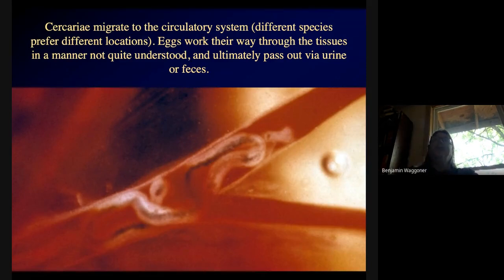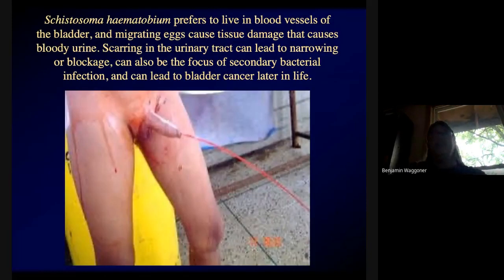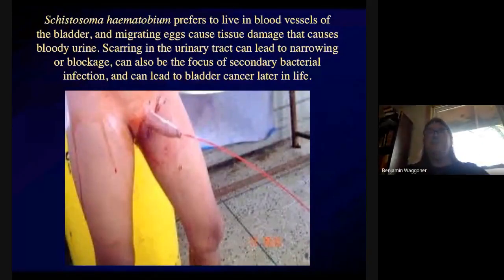What this looks like depends on what species of fluke you've got. If you've got Schistosoma haematobium, they love to live in the blood vessels surrounding your bladder. So they'll live there, they'll lay eggs. Eggs will work their way into the bladder, causing scarring and tissue damage as they do, and ultimately pass out via urine. Brace yourself for the next slide, please. And it looks like this. A very common symptom of Schistosoma haematobium infection is bloody urine.